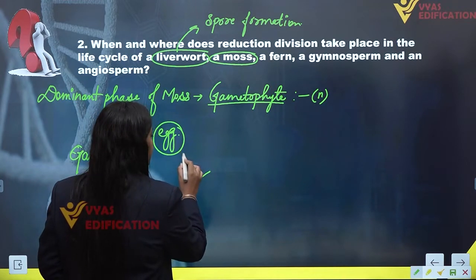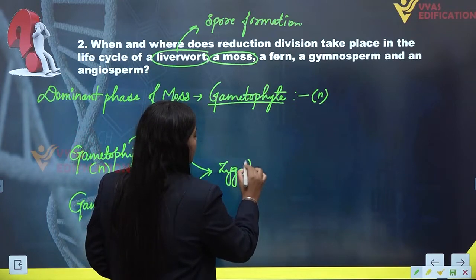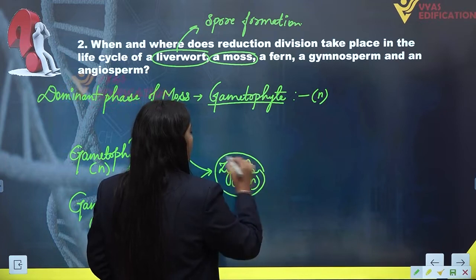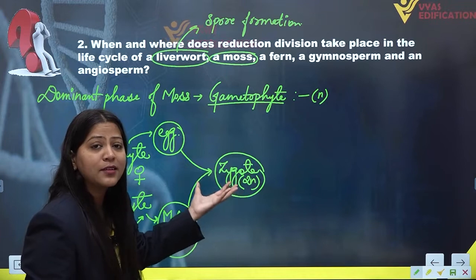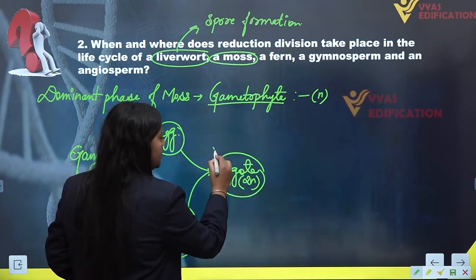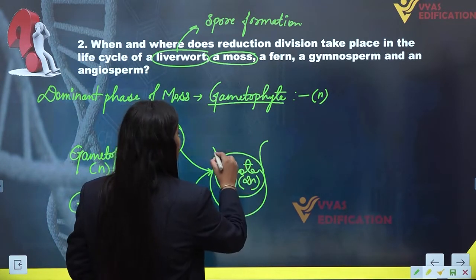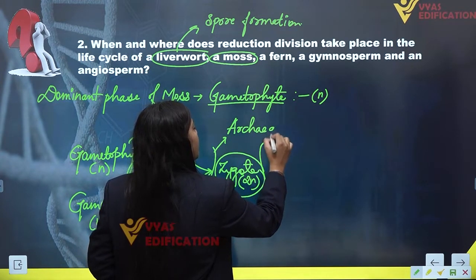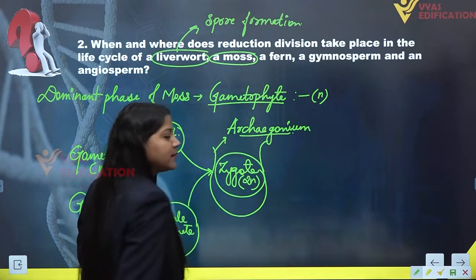On meeting of these two, what happens? A zygote, which is 2n diploid, will form on the gametophyte plant body inside the flask-shaped female sex organ, that is archegonium. This zygote is being formed inside the archegonium only. This is archegonium, which is present on the gametophytic plant body of a moss.